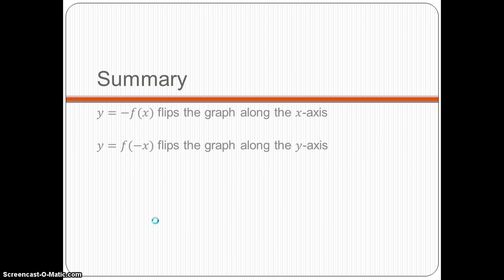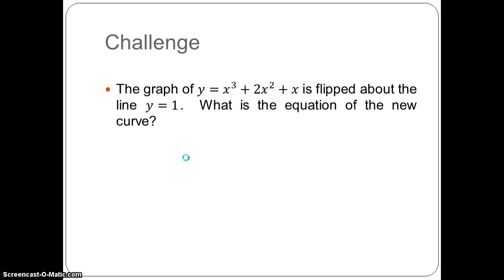By way of a summary, if we have a negative sign outside our function, it will flip the entire graph along the x-axis, or the line y equals 0. If the negative sign appears inside our function, then it will flip the graph along the y-axis. You may want to test your understanding by trying this challenge question.